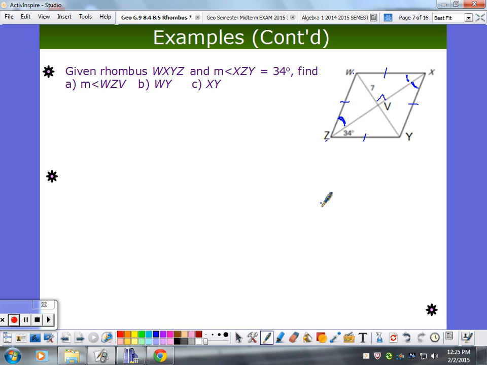Raise your hand if you think you know. Thomas? 34 degrees. How do you know that? Yeah, in a rhombus, the diagonals bisect the angles. Since one of those pieces is 34, this other one's 34. Would the whole thing be? 68, right? So we can use those locations. WY. Oh, they want this length of the diagonal here. Gary? Why is it 14?